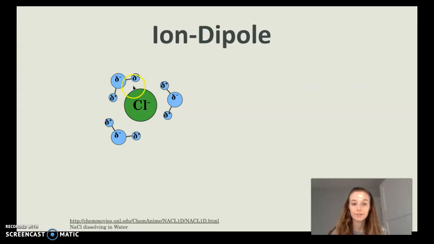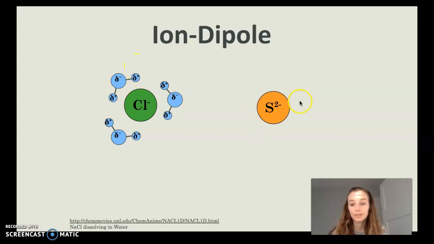And then these are all dipoles. You have a slightly negative end and two slightly positive ends. So if you were to draw your dipoles, of course your dipoles show it going towards the more electronegative, negative ion or negative atom in the molecule. So these are all polar, and these we can call a dipole.